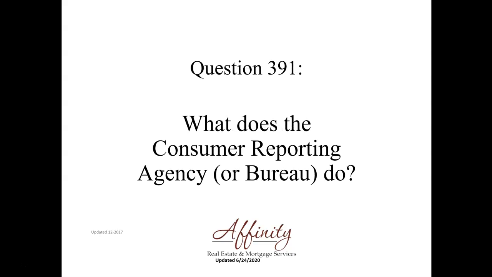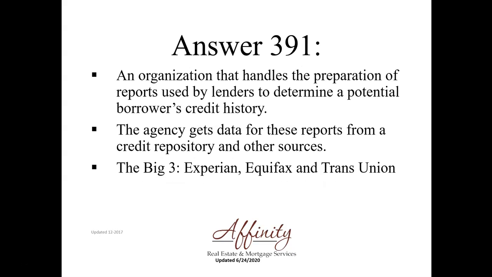Question 391. What does a consumer reporting agency or bureau do? That is an organization that handles the preparation of reports used by lenders to determine a potential borrower's credit history. The agency gets data for these reports from a credit repository and other sources. The big three are Experian, Equifax, and TransUnion.